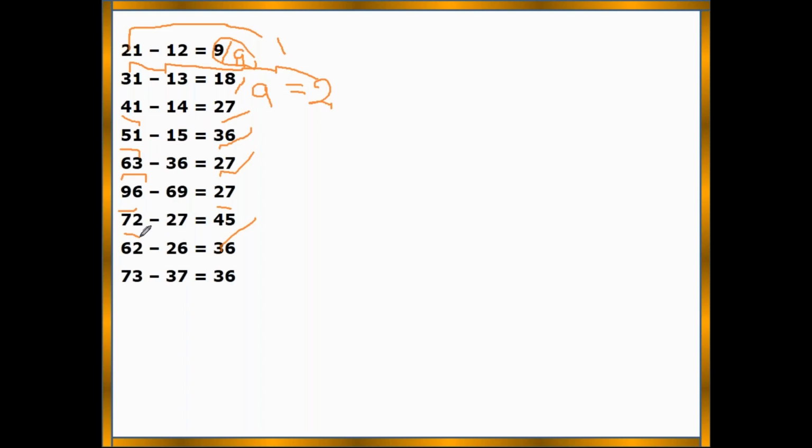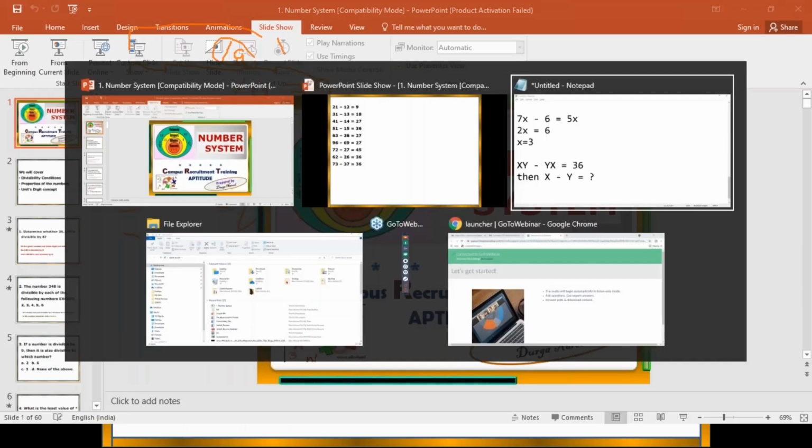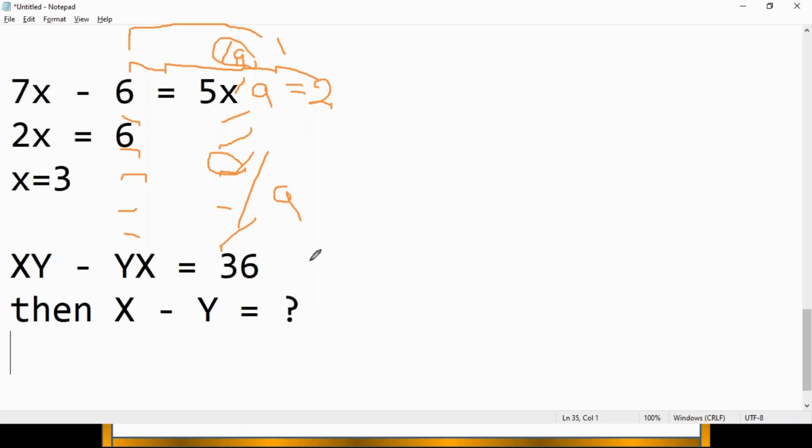Hope all of you understood. All the numbers of the form xy minus yx is a multiple of 9 compulsorily. You can take any two-digit number. You can check. So whenever we know a multiple of 9 directly, the difference is 27 by 9 directly. So in our example, they have given xy minus yx is 36.